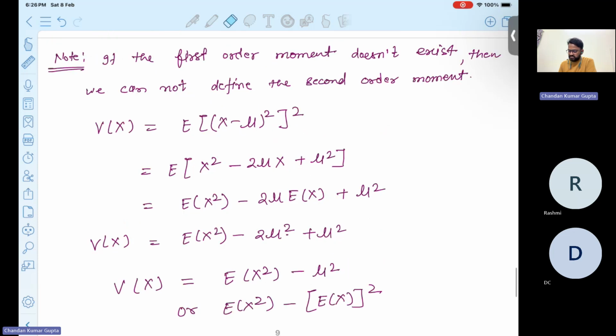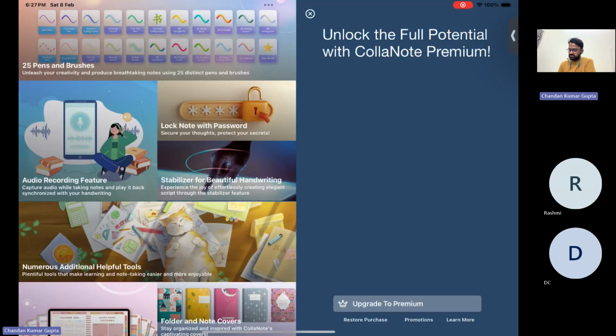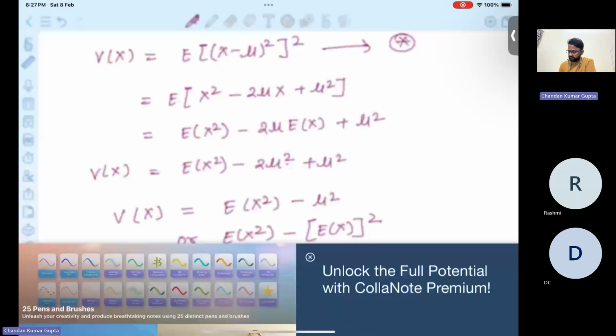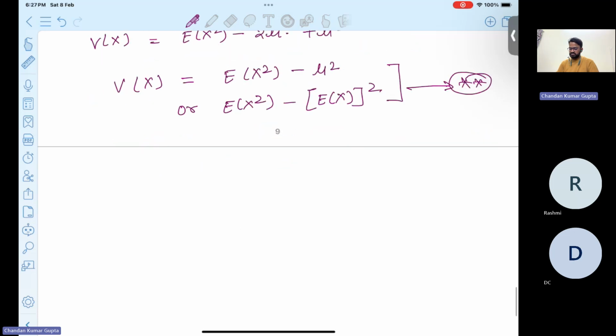Because in some numerical problems, we may need to calculate some other terms and it may be tedious. In that case, we directly use this last formula to calculate the variance of a random variable. Now let's calculate the variance from the previous example as well.